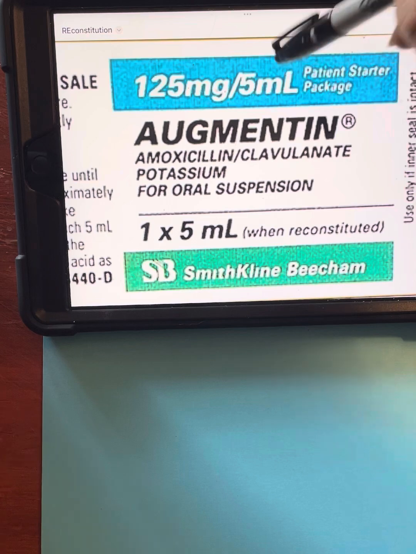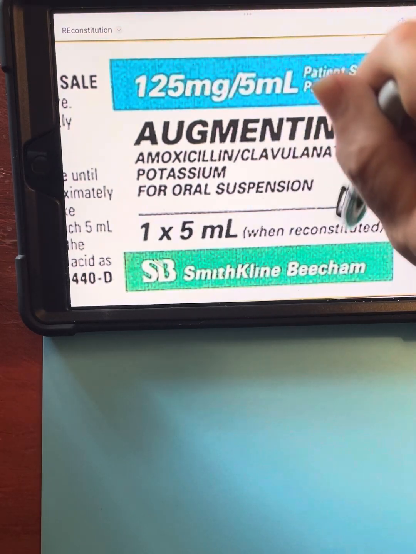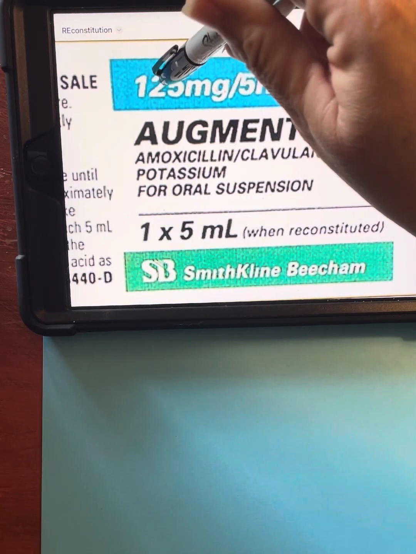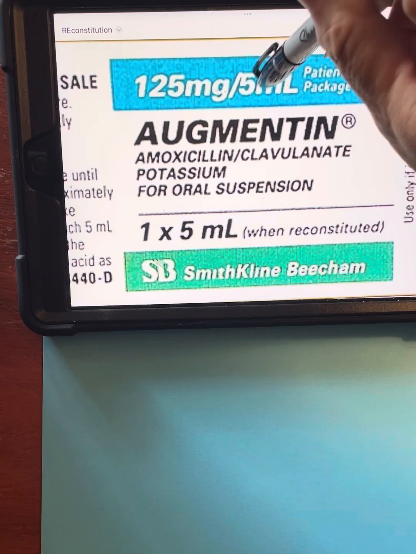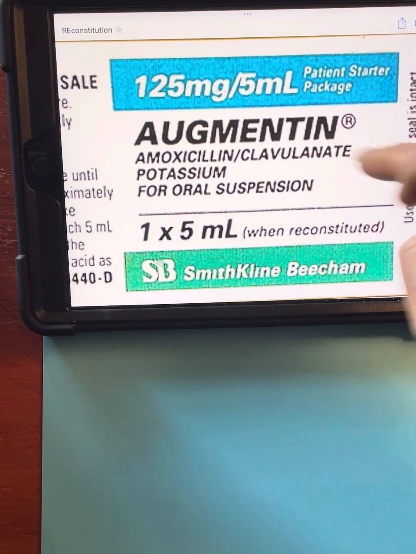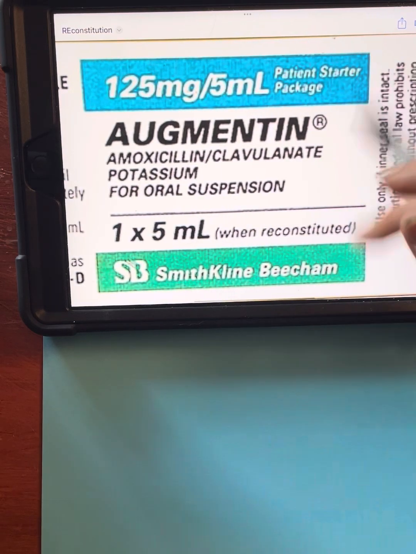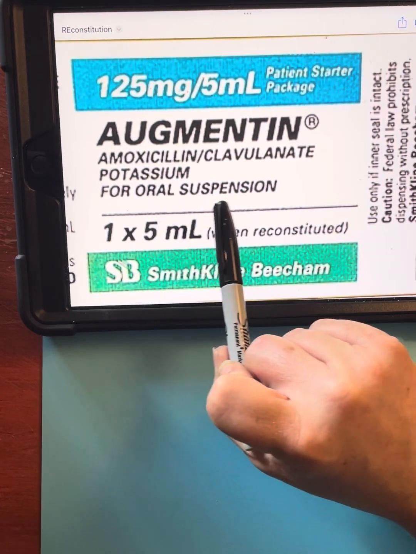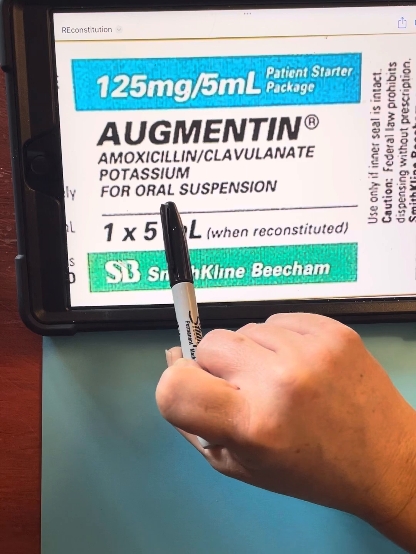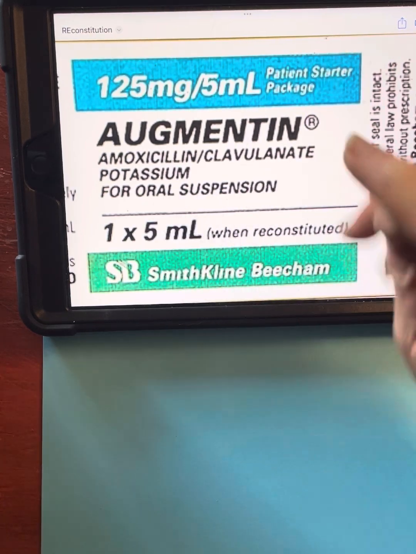And the strength when you get it will be, don't look at that, 125 milligrams per 5 mLs. And then look over here. Okay, this is oral. You see, that's oral. So if they're wanting you to give the oral suspension, this is the label you're going to use.